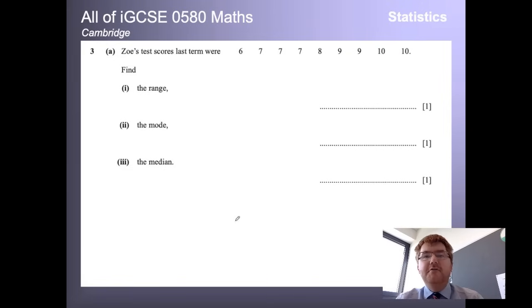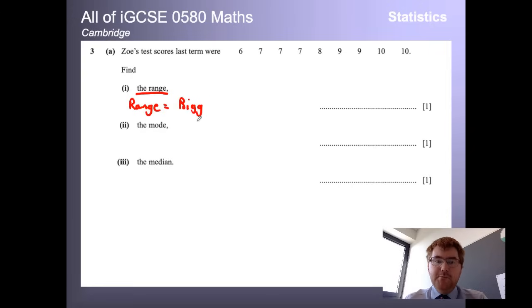Okay, and now let's go through a very typical stats question on the 0580 course. And this is a great question because we combine some cumulative frequency with some histograms a bit later on. So Zoe's test scores last term were the following. We don't know if it's marks or percentages or anything, but it doesn't really matter for this question. And first of all, we want to find the range. So remember the range, what this is equal to is the biggest minus the smallest.